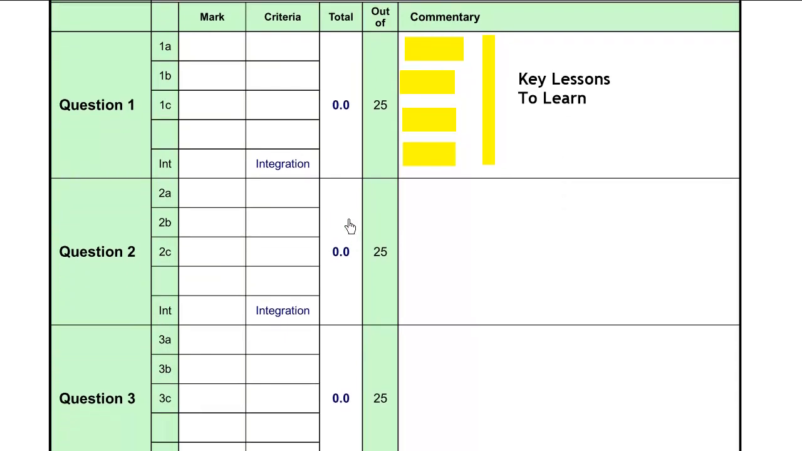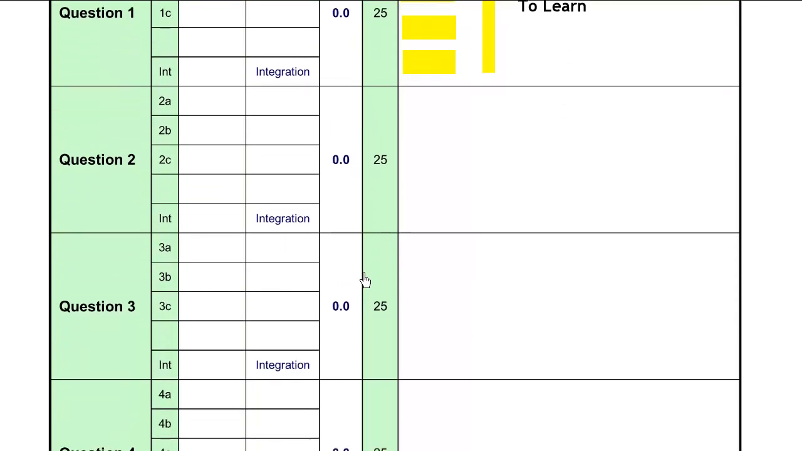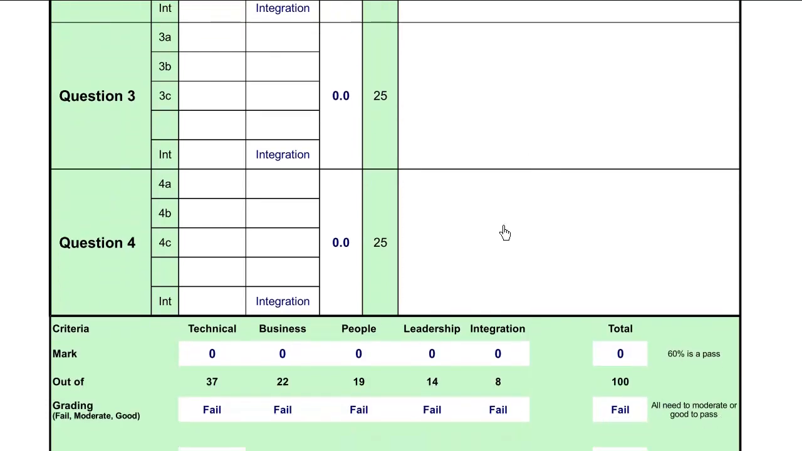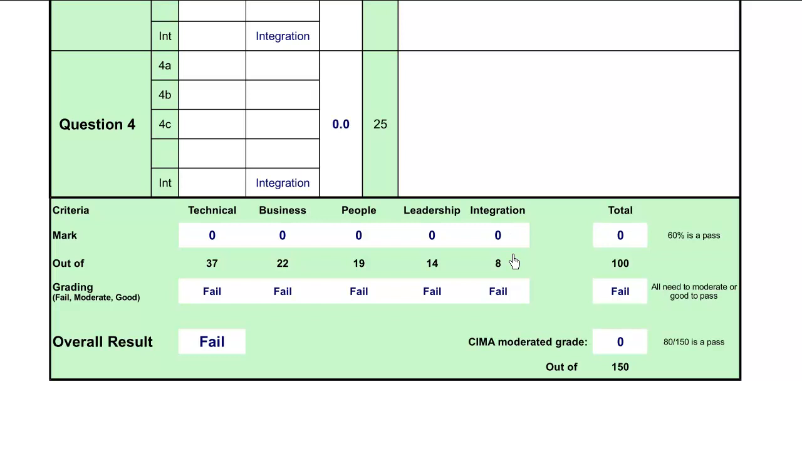Okay, so you'll see all your different marks, and you then go down the page with lots of different feedback, and then you come down to the actual marks themselves.